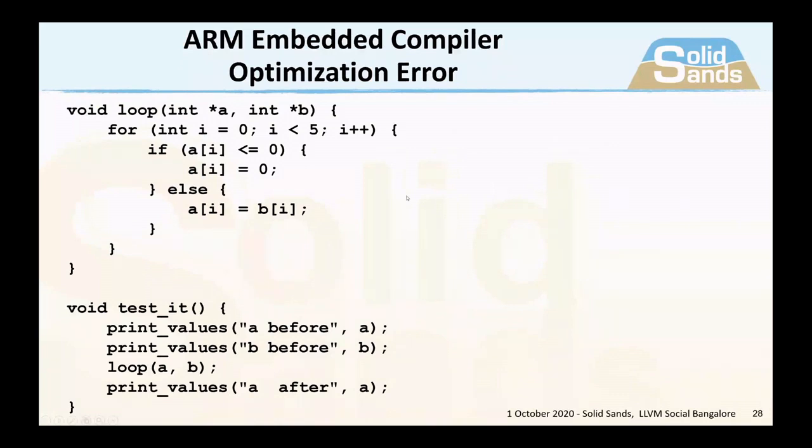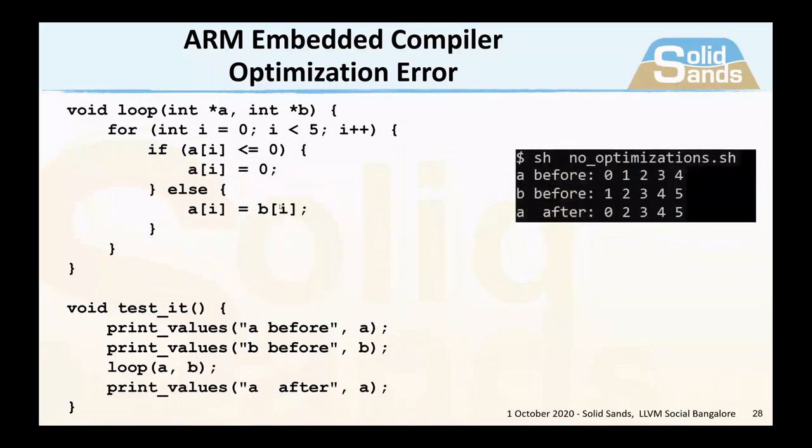Now let's look at a bit more exciting optimization error that we found in an embedded ARM compiler. Here again, we are looping, this time 5 times. As an input, we use integer pointer A and integer pointer B. And for each iteration, we check whether the value of A is smaller or equal to 0. And if that's the case, we set A to 0. If that's not the case, we copy the value from B to A. Now, if we execute this without optimizations, the behavior is of course correct. So the first value of A is 0, so that is still set to 0. The other values of A are not 0, so then the values of B are copied. And that results in 0, 2, 3, 4, 5 being in A after executing the loop.